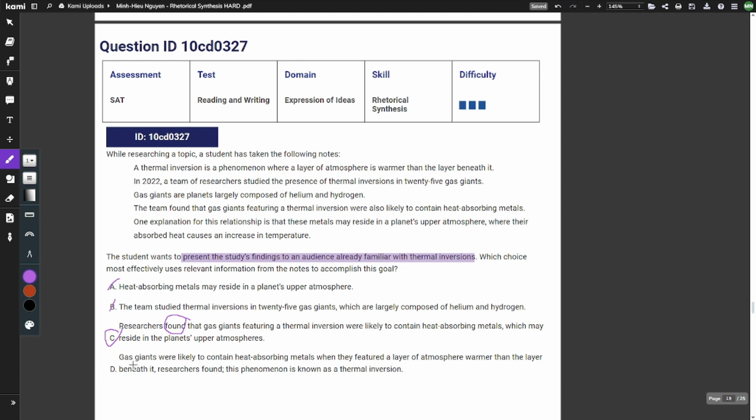Let's look at D. Gas giants were likely to contain heat-absorbing metals when they featured a layer of atmosphere warmer than the layer beneath it, researchers found. This phenomenon is known as a thermal inversion. So it does show you what they found, which is that gas giants were likely to contain heat-absorbing metals. However, it does explain what a thermal inversion is, because it said it's known as a thermal inversion. However, the audience should already be familiar with this, so we didn't need to explain it. So our answer will be C, because it does show you what they found, and it didn't explain thermal inversions.